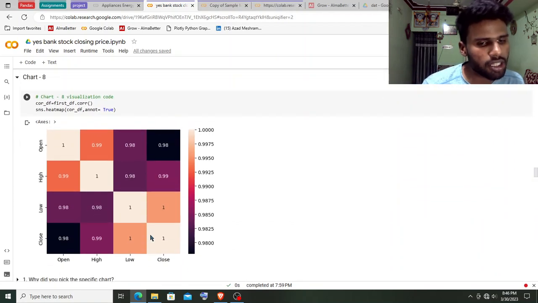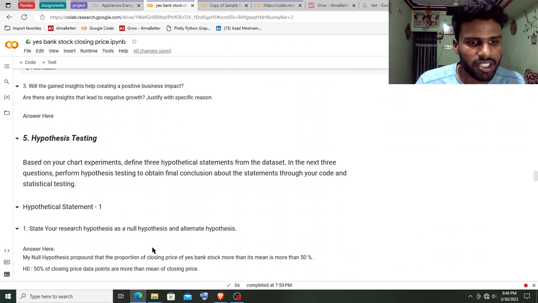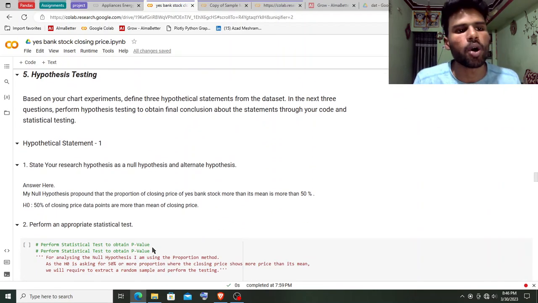This is the same thing, the correlation heat map, which is showing the relationship between the features. Okay, now hypothesis testing.